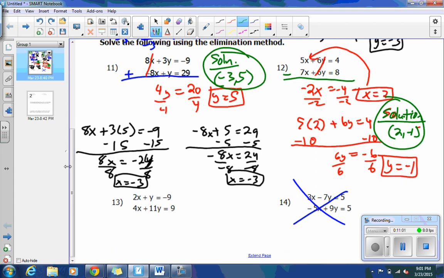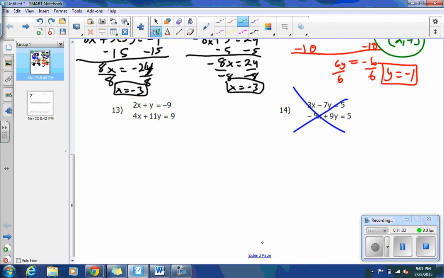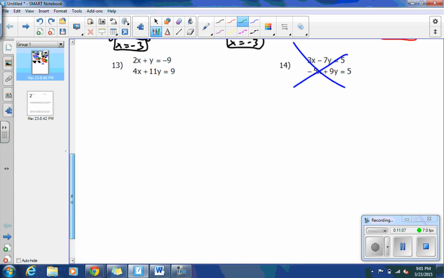I'm going to cancel out number 14. Don't do number 14. But we'll look at number 13. Number 13, if you notice, the x's are lined up, the y's are lined up, the constants are lined up. But there's no variables that would cancel out if we added or subtracted the two equations. So what we need to do is change one of the equations to make it so that there's something that can cancel out.